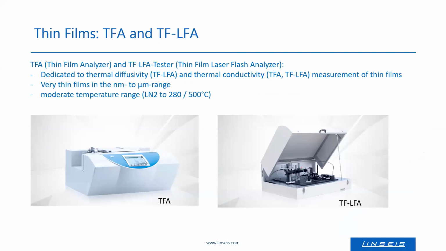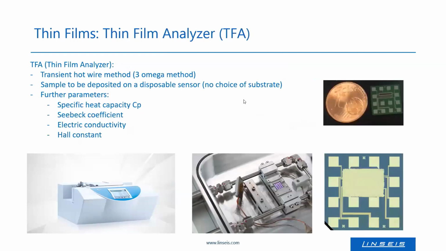Let's have a look on the instruments intended for thin films. Those are the so-called thin film analyzer TFA and thin film laser flash analyzer. They are intended to measure really very thin films in the nanometer to micrometer range and in a moderate temperature range. So let's have a look on the thin film analyzer. It's a transient hot wire method.